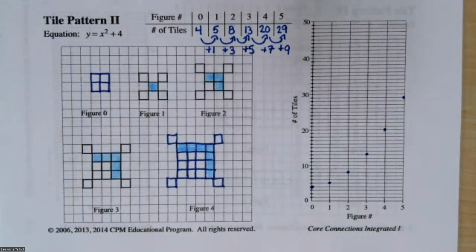What do you notice about the shape of this one? It's curved. It's curved because it's not adding the same amount each time. It's adding more each time, so it's going up faster. Are we gonna connect them? Nope. Resist the urge.